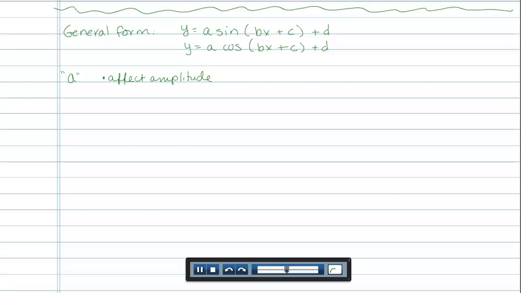It is the amplitude. The absolute value of A equals the amplitude. And when A is not 1, what do I mean by that? If you look at y equals sine x, right here, that's where the A is supposed to be, but it's technically an understood 1. So when A is not 1, if A changes, the y values change.